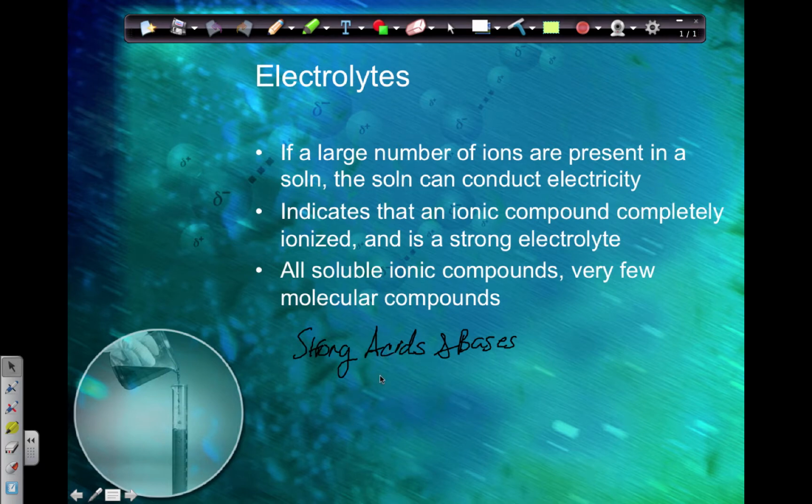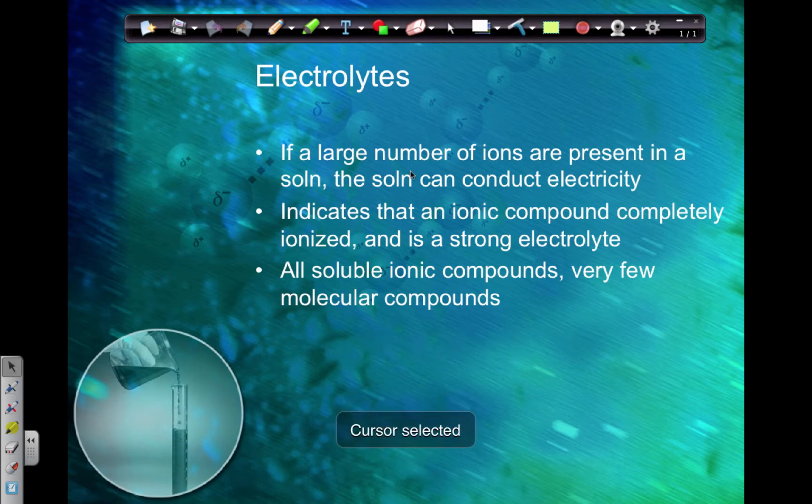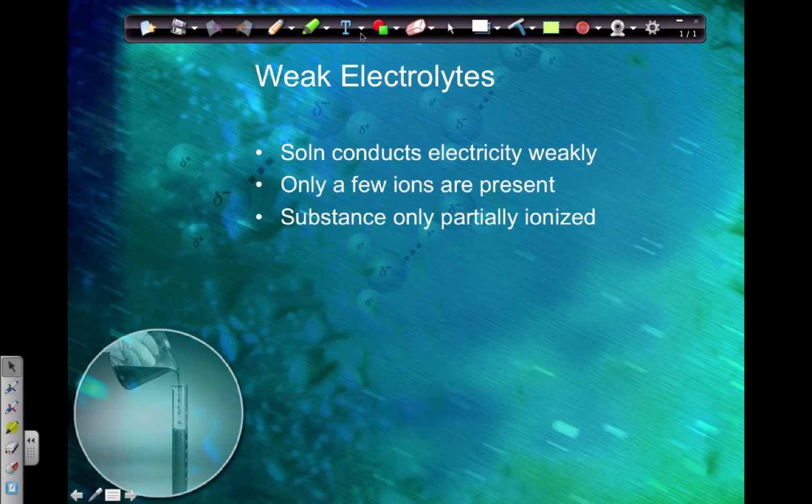Anytime that we have a strong acid or a strong base, and we're going to go over that in a later unit, or a soluble ionic compound, you have a strong electrolyte. That means that there are ions present in that solution and it can conduct electricity. All right, so a weak electrolyte is where you have only a few ions in the solution. So it can conduct electricity, but not as much as the strong.